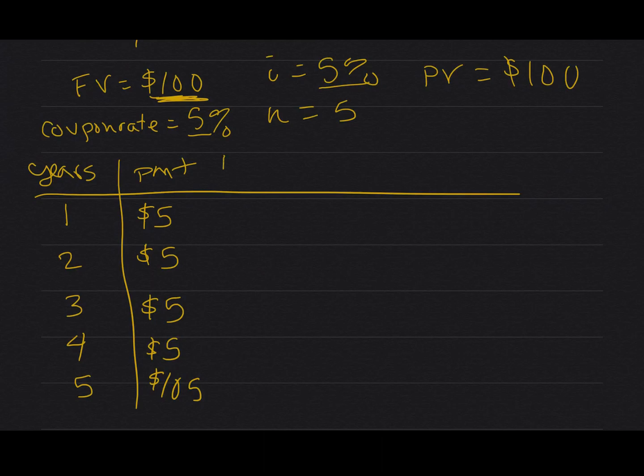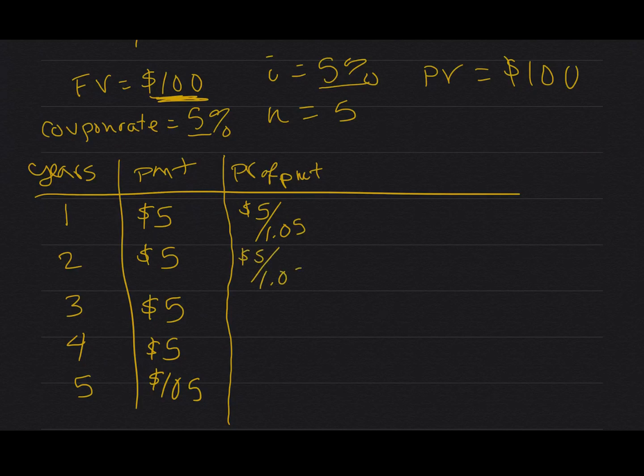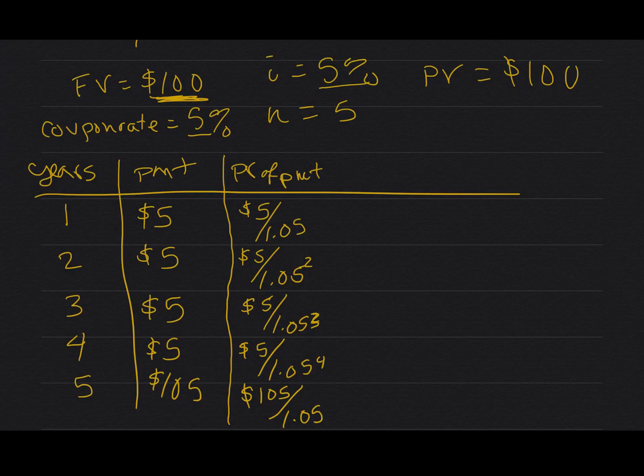Our next step is to calculate the present value of each payment. And in the first year, $5 received 1 year in the future is equal to 5 divided by 1 plus the yield to maturity. Second year, 5 divided by 1 plus yield to maturity squared. In the final year, the investor receives $105, and that's discounted by 1 plus the yield to maturity raised to the 5. We're going to fill in values for each of these.